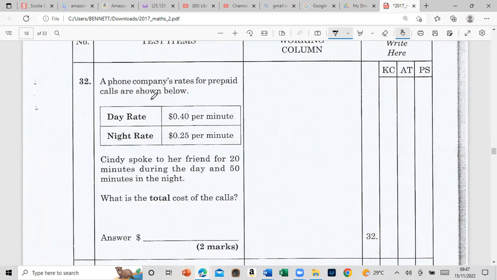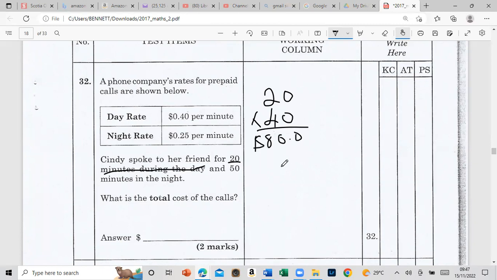Alright, so we have separate rates, so we're going to calculate it separately. So let us put things into perspective. 20 minutes in the day, told us that right here, right? But the rate is 40 cents. Let's multiply by 40 and then put in one decimal point, alright? So 0 times that, 4 times 2 is 8. It's going to cost $8.0 for the 20 minutes.